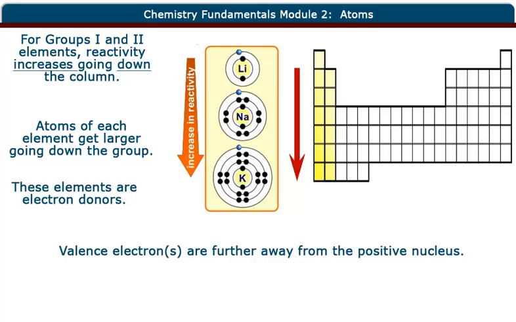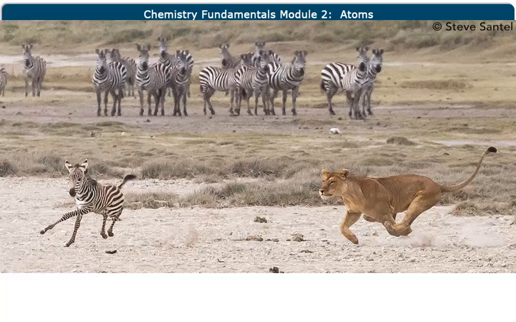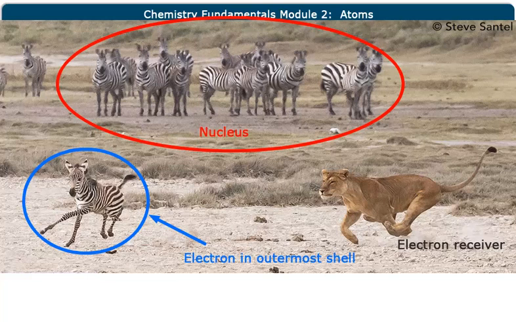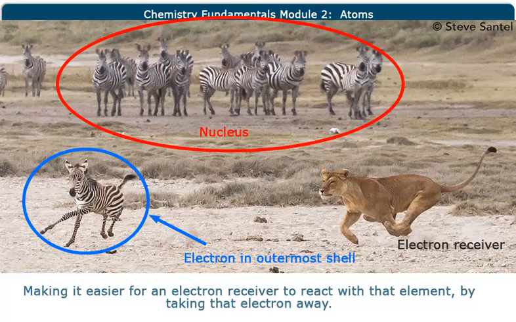In other words, the further away the electron is from the nucleus, the easier it is to get picked off by an electron receiver. This makes it easier for an electron receiver to react with that element by taking electrons away.